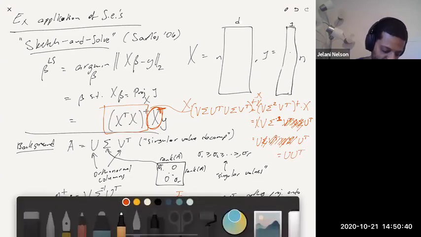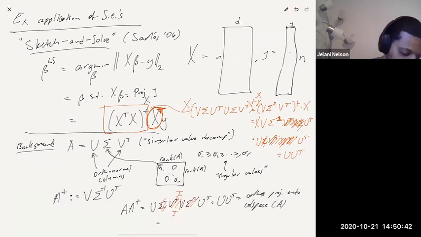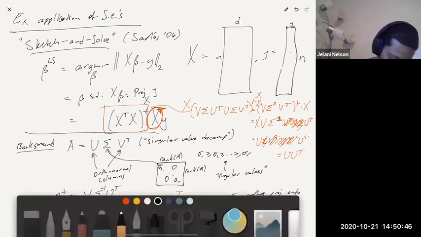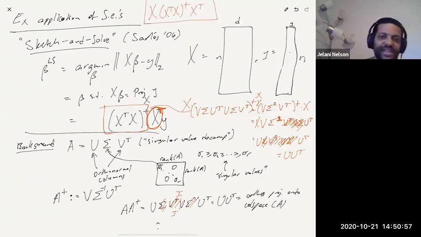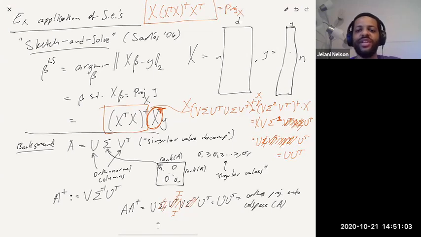Basically, I know this looks like a mouthful, but we're using the fact that for any matrix X, if you look at the matrix X times X transpose X pseudo inverse times X transpose, sorry if that looks like a mouthful, this matrix is the projection onto the column space of X. That's just a general linear algebraic fact.